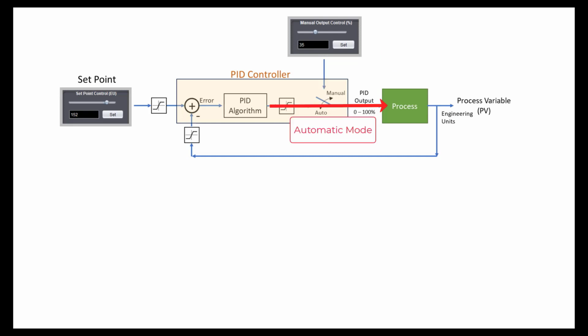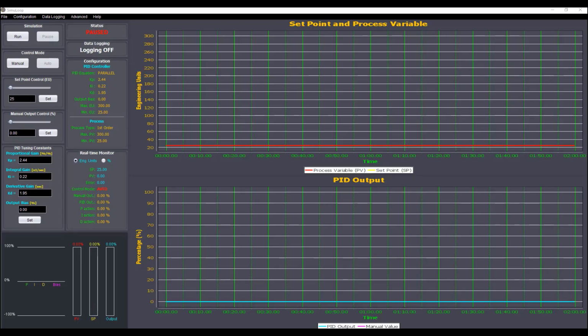On the other hand, in automatic mode, the PID controller adjusts the output to maintain the process variable at the desired set point value. We are going to switch to manual mode first just to test the process. To change to manual mode, I just need to click on the manual button. As you can see in the real-time monitor, the control mode has changed to manual.